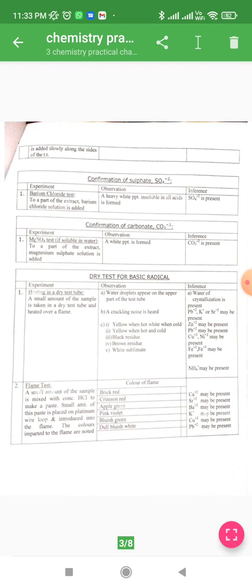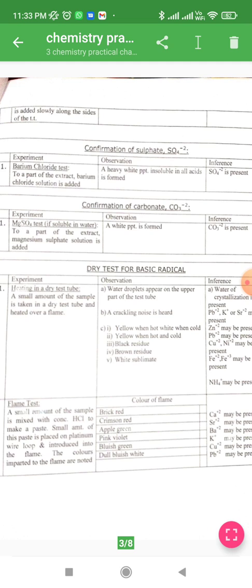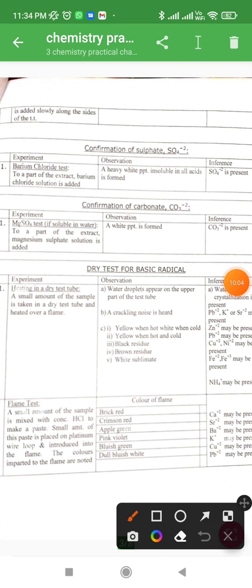Then we move to the confirmation of sulfate. The test for sulfate is called the barium chloride test. To a part of the extract, barium chloride solution is added. You have to write: a heavy white precipitate insoluble in all acids is formed. It should be the observation if sulfate is present.